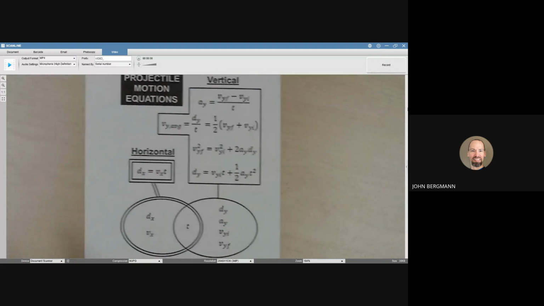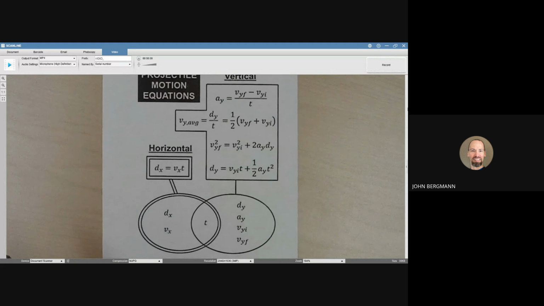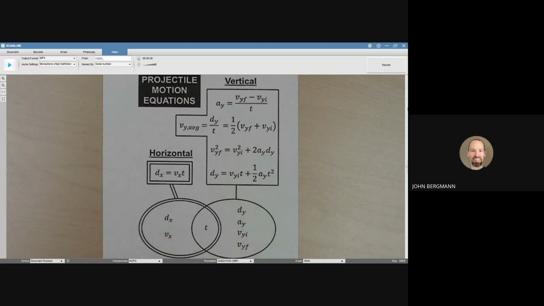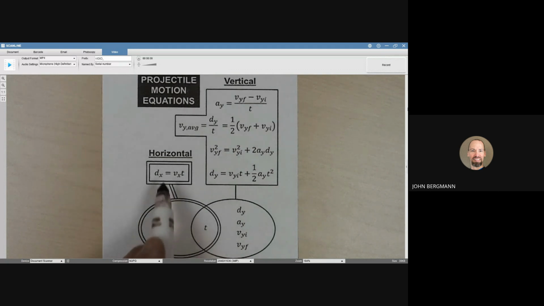And what we can do is we can use this little Venn diagram thing here to help us focus on what we have and what we're able to find. The common denominator between the x direction and the y direction is time. Now, the best way to do this is just to try a few problems. So here we go.